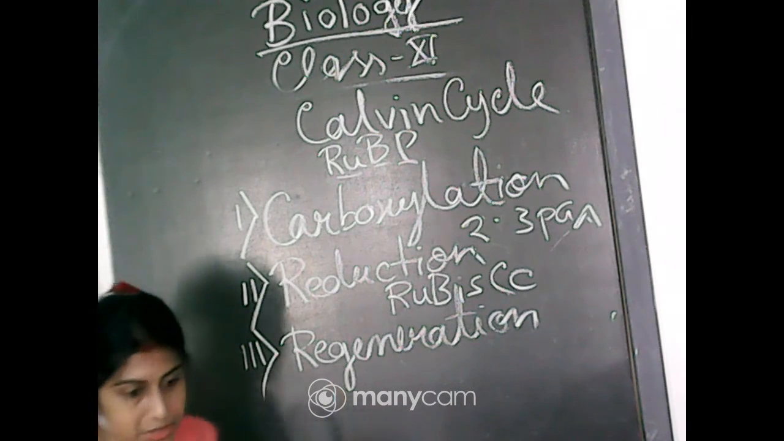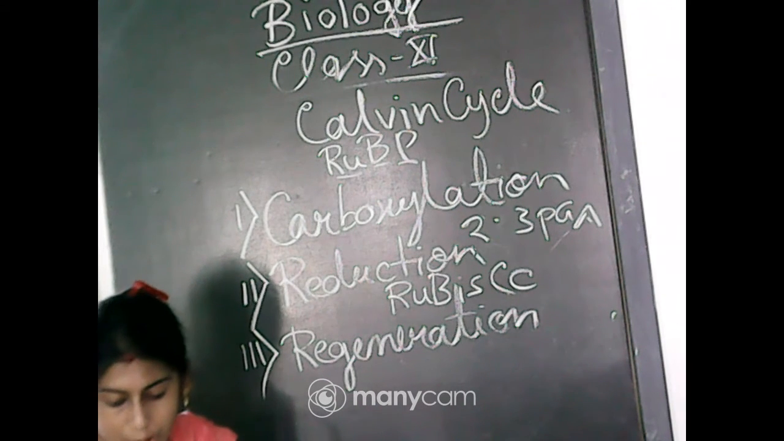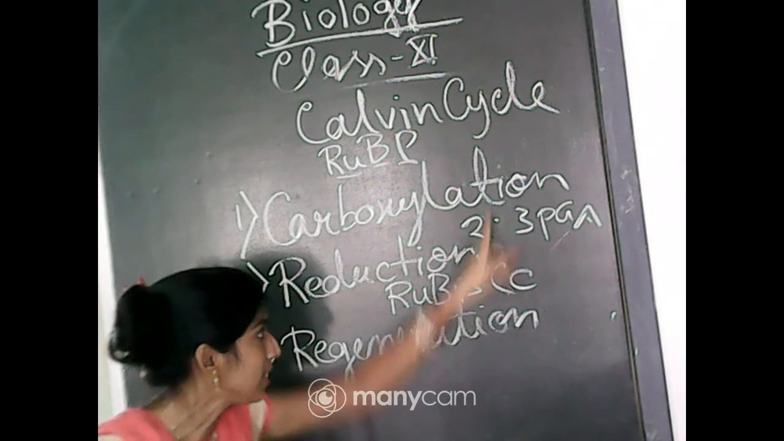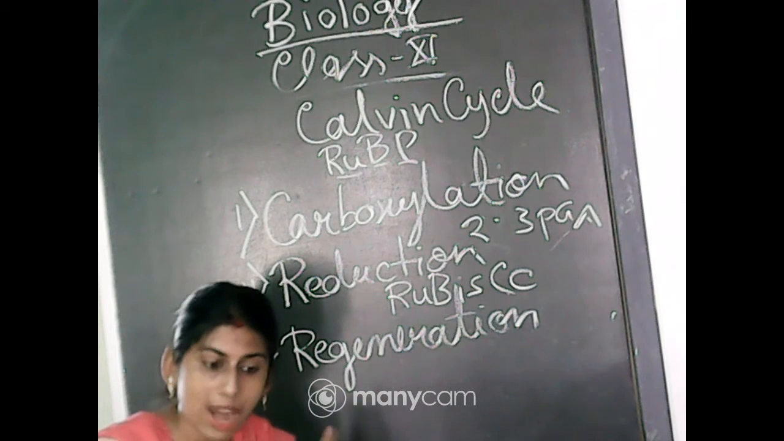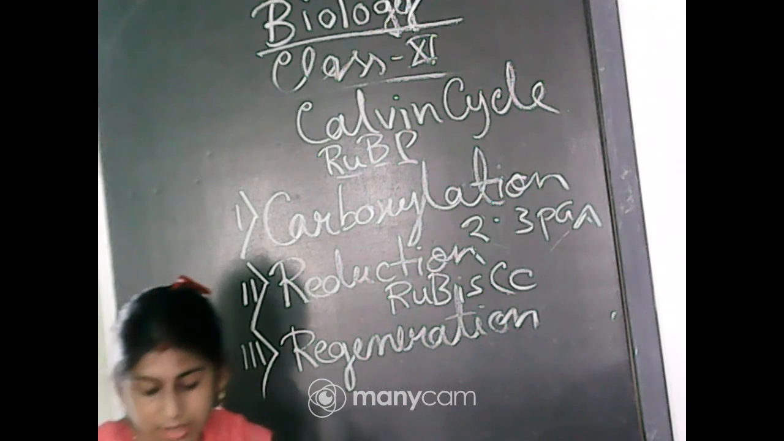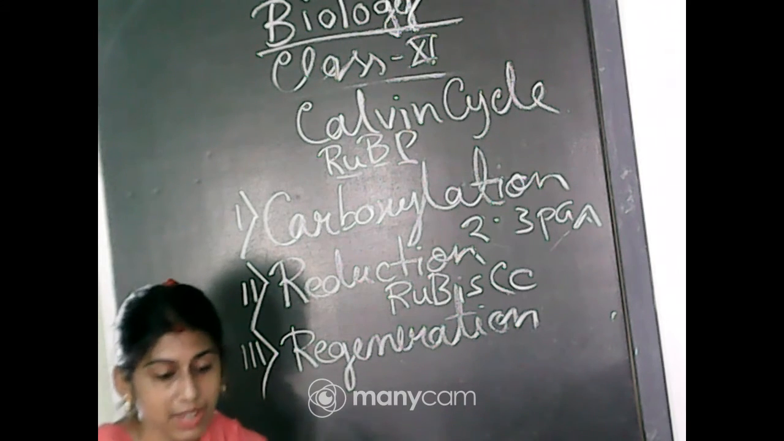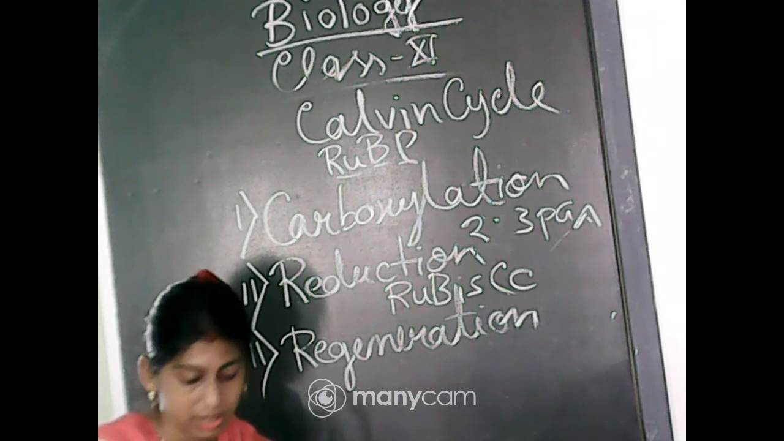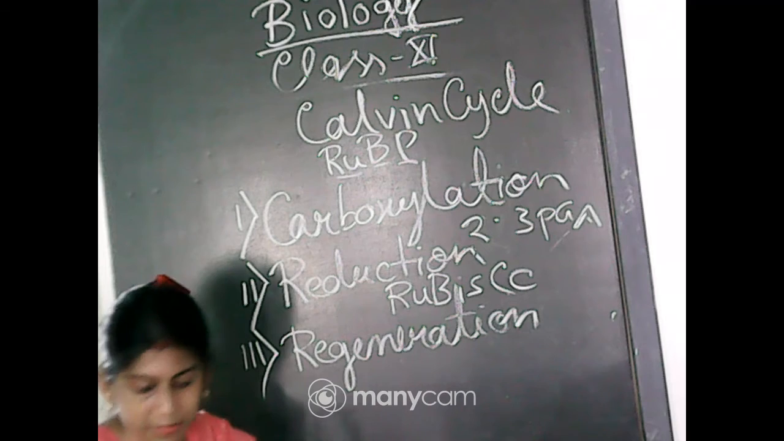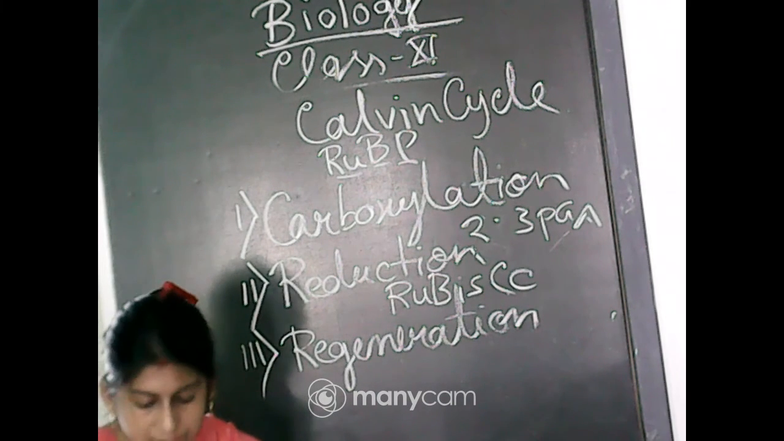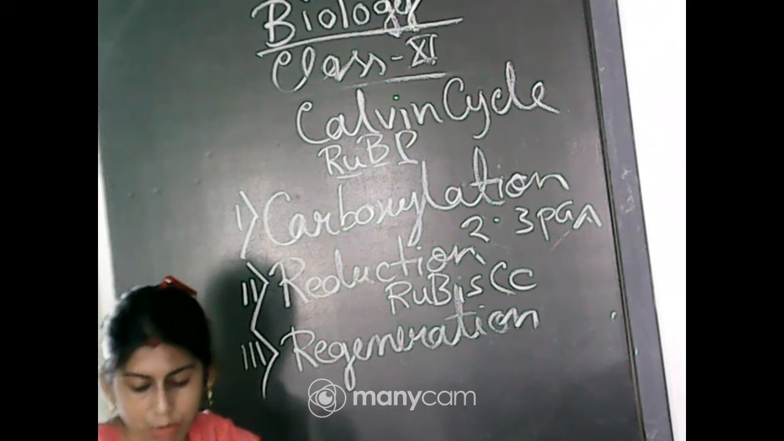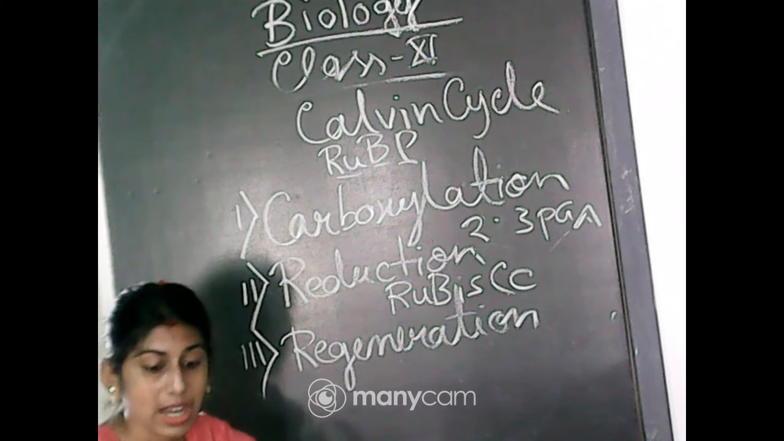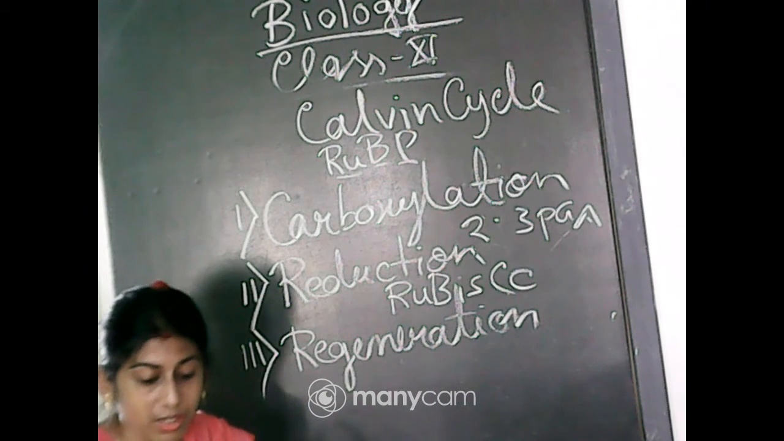And the last step is regeneration: regeneration of the CO2 acceptor molecule. Which one is the CO2 acceptor molecule? We have seen in the first step who accepted CO2: RuBP. The regeneration of the CO2 acceptor molecule, RuBP, is very crucial if the cycle is to continue uninterrupted. The regeneration steps again require 1 ATP for phosphorylation of RuBP. So these are the main steps of the Calvin cycle.